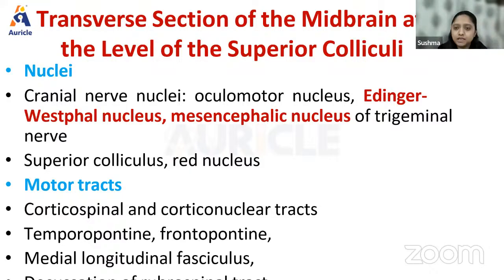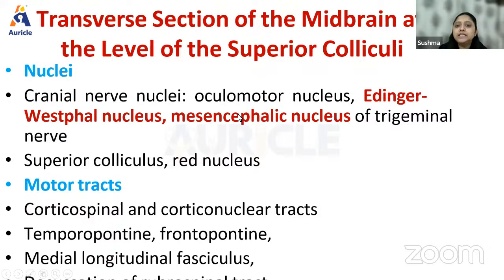Correct? So this Edinger-Westphal nucleus, which contains the preganglionic fibers of the parasympathetic nervous system, relay into the ciliary ganglion. I hope you know about different ganglions. Ciliary ganglion, otic ganglion. I hope you have a fair idea about these ganglions and what nerves relay over there. It's a very, very important concept. I hope you are aware of it. So what cranial nerve nuclei will be present? Obviously, oculomotor nerve nucleus and the Edinger-Westphal nucleus.